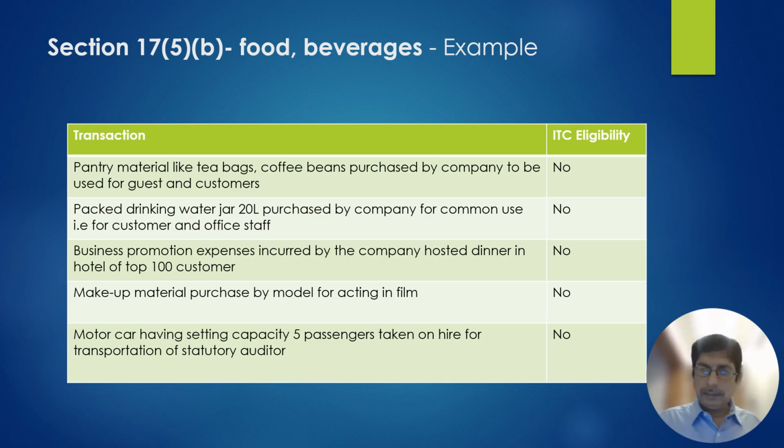Then the last example is a motor car purchased by the company, or taken on hire, having a seating capacity of 5 passengers, used for transportation of the statutory auditor. GST credit is not available.